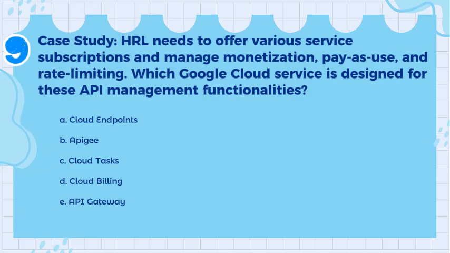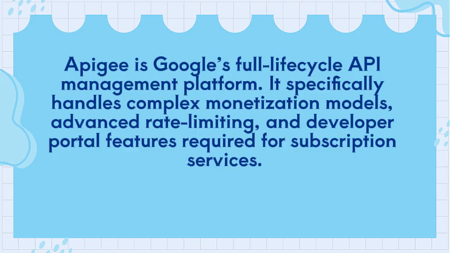The correct answer is B. Apigee. Apigee is Google's full lifecycle API management platform. It specifically handles complex monetization models, advanced rate limiting, and developer portal features required for subscription services.